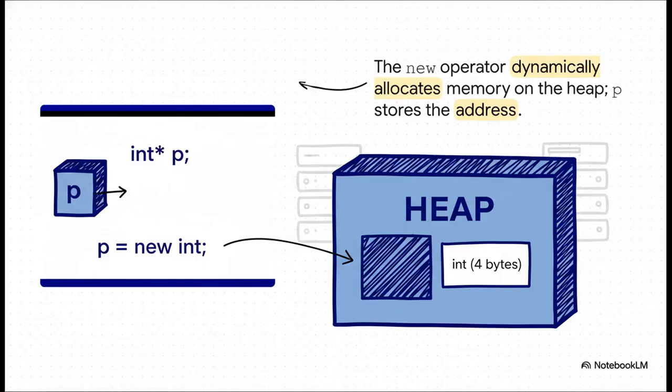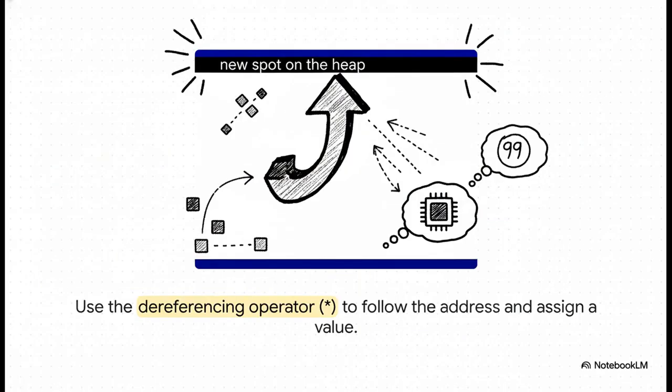Let's watch it happen. So, in step 1, we make a pointer p. Then this line, p equals new int, is basically our code knocking on the operating system's door and saying, hey, I need enough space on the heap for one integer, please. The system finds an empty spot, reserves it for us, and then hands us back the address, which we store right inside.